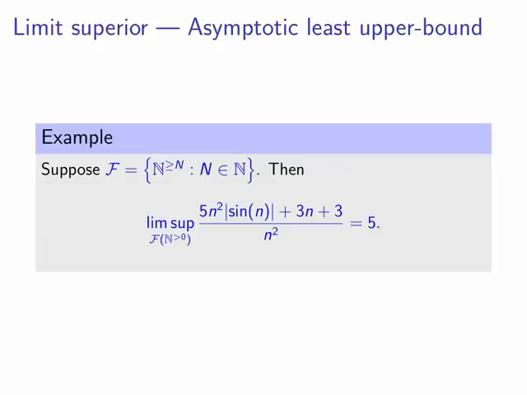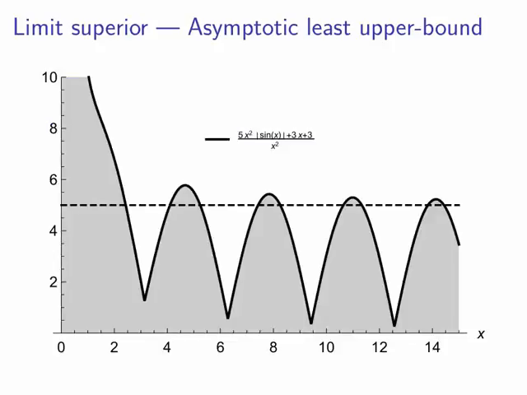Example, suppose the filter set is a traditional one. Then we want to look at the limit superior of this term. It's given by 5, and intuitively, you can see it from this picture. The function itself does not converge to 5, but the reoccurring peaks will.